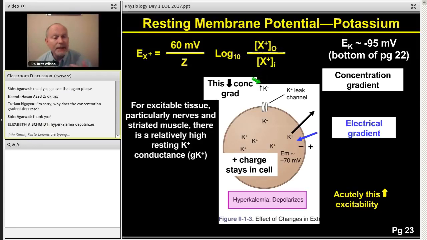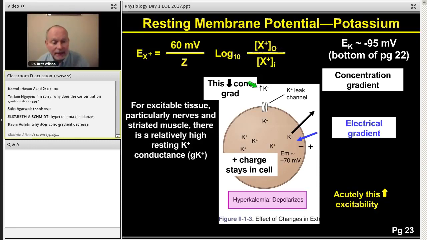So something caused the hyperkalemia. Say you go into renal failure. That increases extracellular potassium and causes hyperkalemia. Increased outside potassium, less concentration gradient, positive charge stays in the cell, depolarized.